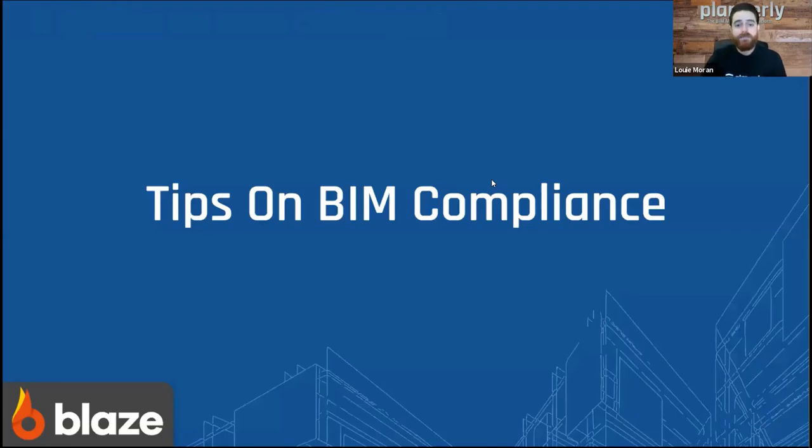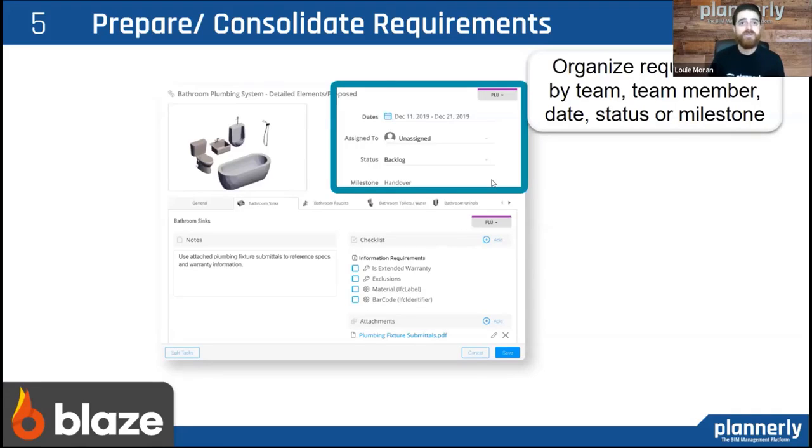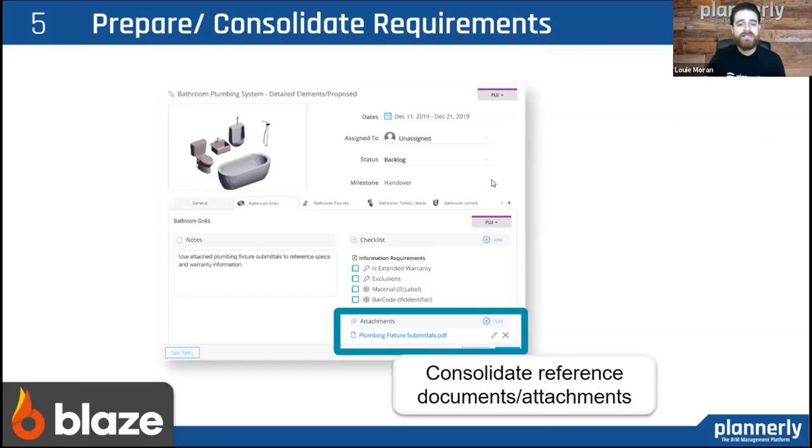So some tips on BIM compliance. We first need a way to gather all of that information. So a BIM execution plan document that's 50, 60 pages long sometimes isn't the right way to consolidate. We want a way to organize the schedules, the teams, who's assigned, what are the major milestones for each of the components. We want a way to organize the scope list, the exact checklist that I need to go through for this trade or this model. And then we want to consolidate all the documents that we've submitted.